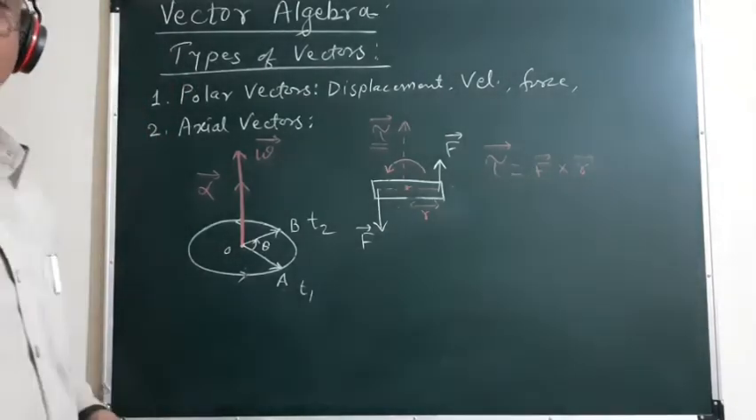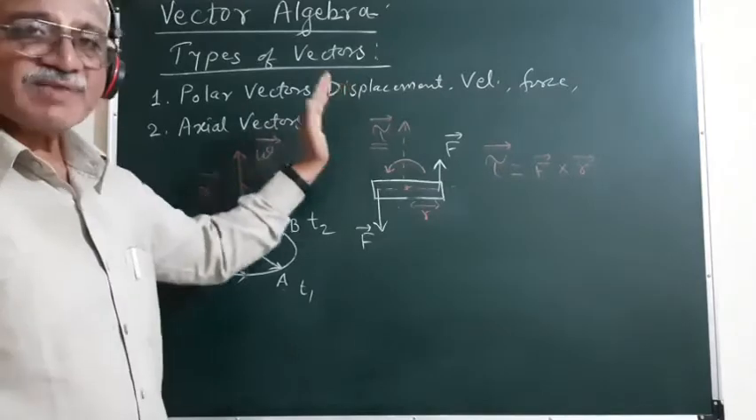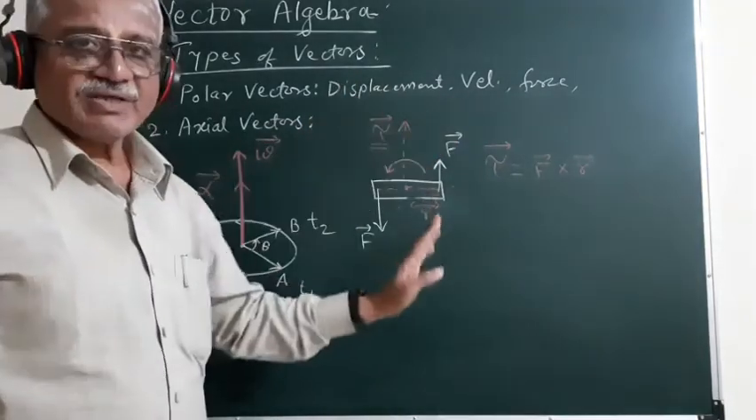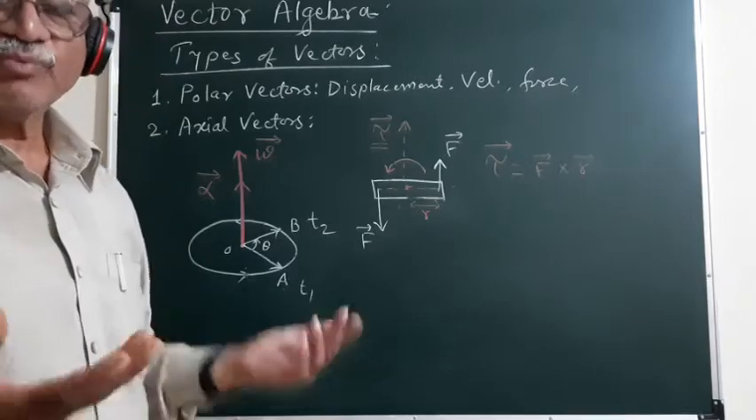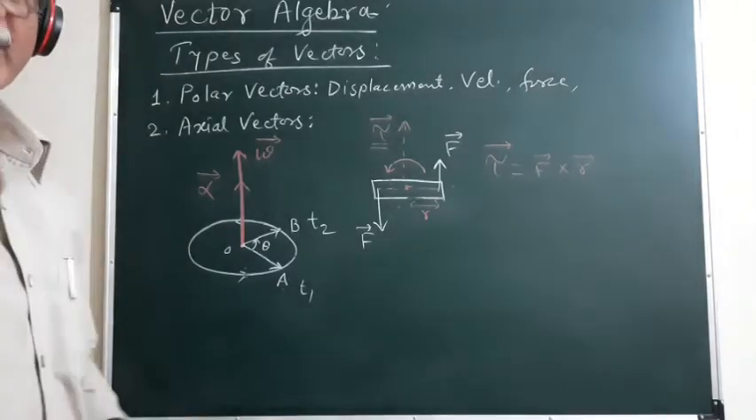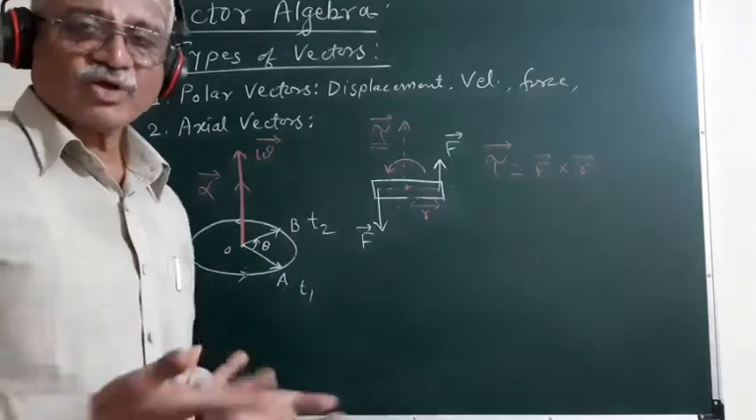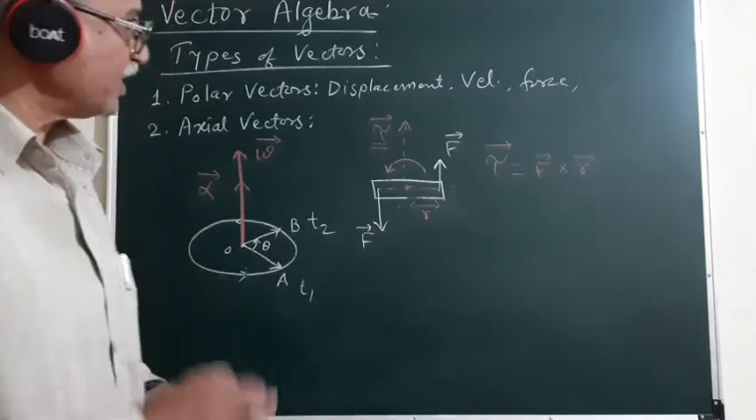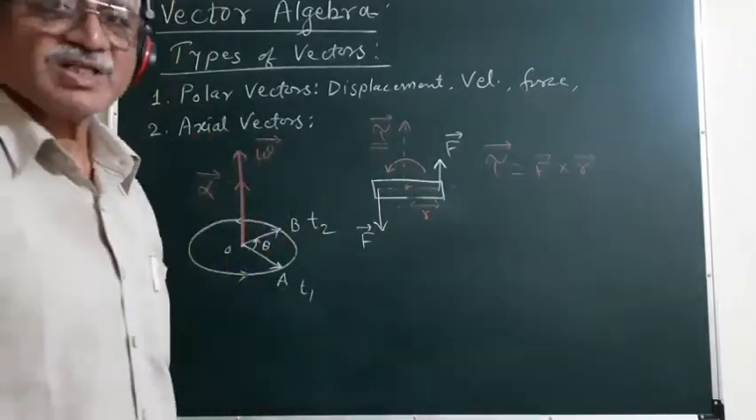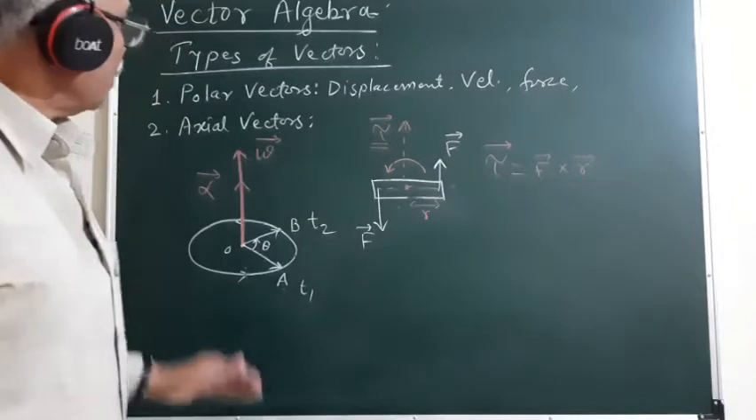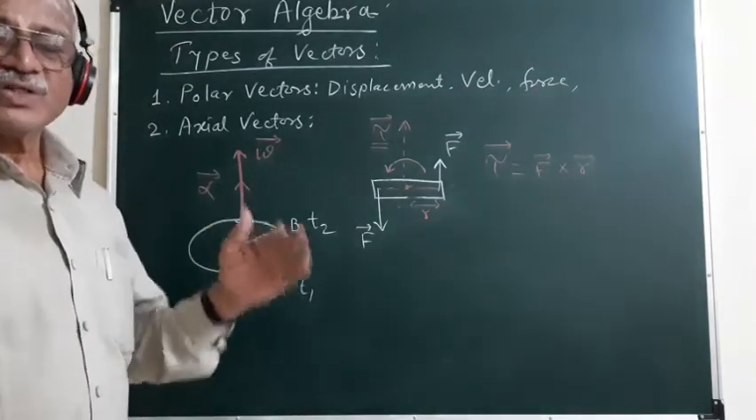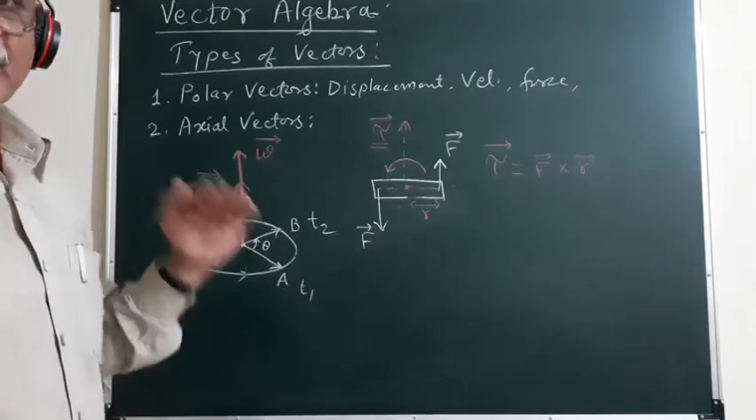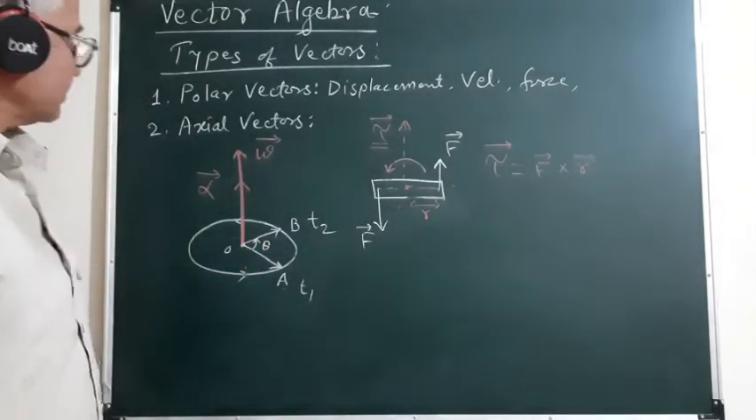The examples of polar vectors are the displacement vector, velocity vector, force vector, or we can also consider the position vector of a particle performing, say, rotational motion or curved motion, whatever it is, with respect to a certain specific origin. So such vectors which are found to be directed towards a specific direction are called polar vectors.